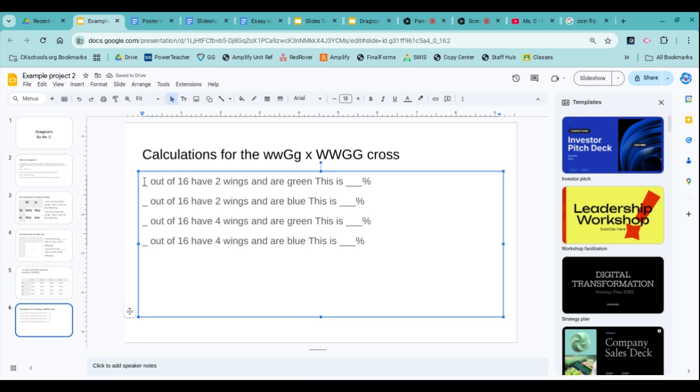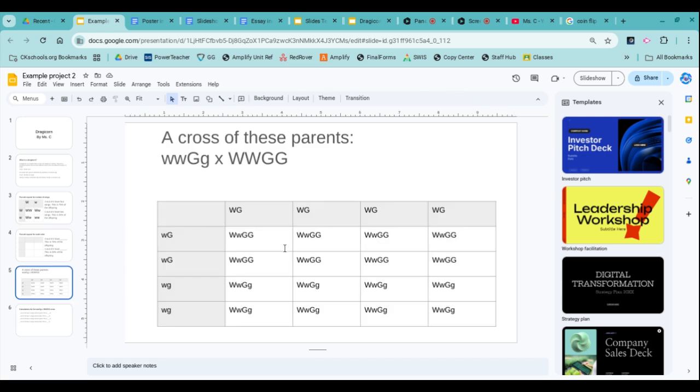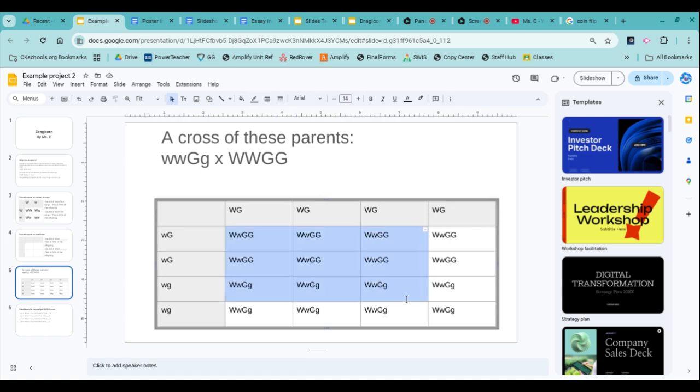So I have to find out how many out of 16 have 2 wings and are green. You are filling in your own traits, obviously. Once again, you probably didn't do the same traits as me. So I'm going to look at this and say how many of these would have 2 wings and be green. Well, 2 wings is my dominant trait and green is my dominant trait. And guess what? Every single one of these has 2 wings and is green because in my example, I had all dominant letters along one side, and so it was impossible to get any other kind of combination that showed the recessive trait.